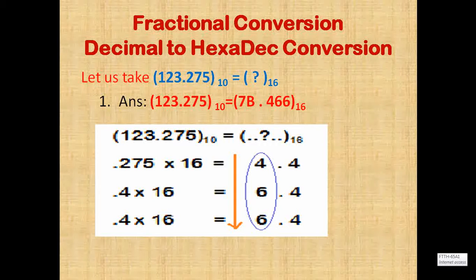You may also attempt the reverse of this, that is to convert 7B.466 base 16 to base 10, following the same procedure or the methods that we followed with other number systems. So this is an assignment for you to check how to convert this number into this. This is an assignment for you only.